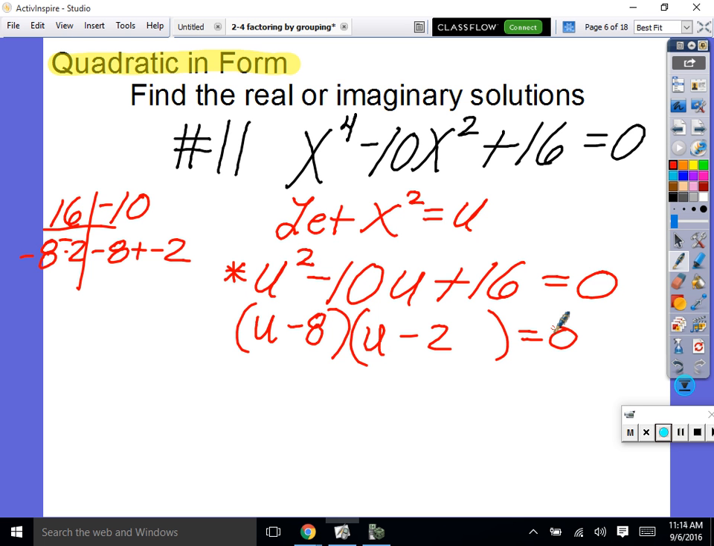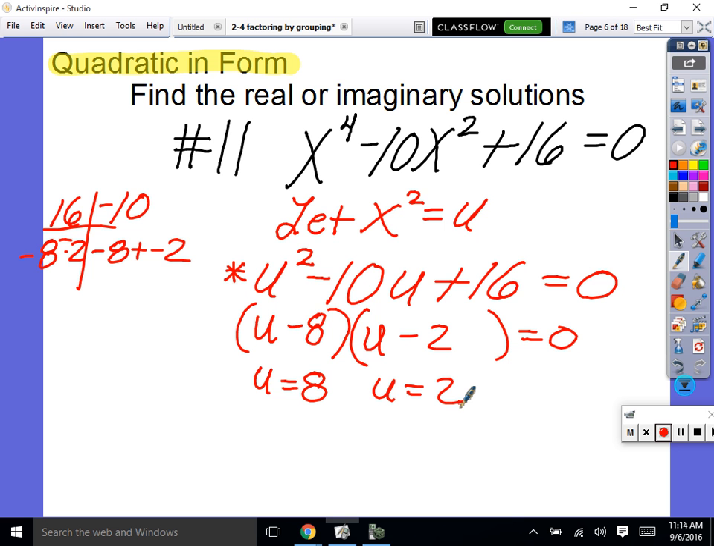Set each of those, I'm going to say it 25 million times this year, the zero product property rule lets us split those up, set them each equal to 0. So we have u is equal to 8 and u is equal to positive 2. Is everybody okay with me skipping steps? Some people aren't. Because I set that equal to 0, then I added 8, set that equal to 0, added 2.